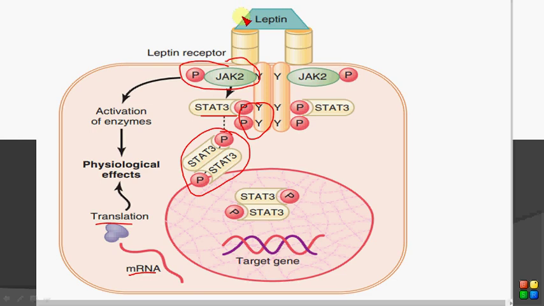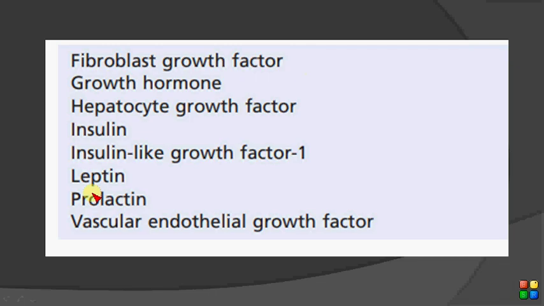Basically what happens, the ligand binds with the receptor, JAK molecules are activated and phosphorylated, and they in turn promote the phosphorylation of STAT proteins, and phosphorylated STAT proteins produce dimers. These dimers move to the nucleus and interact with the DNA and increase the expression of messenger RNA. There is translation of messenger RNA, and specific proteins are produced which promote specific physiological effects.